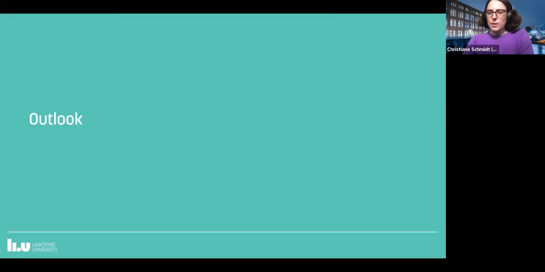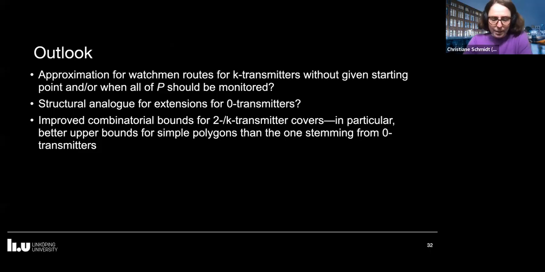So let's finish with a brief outlook. The obvious question would, of course, be if we don't have a given starting point, or if we should monitor all of P, can we get any useful approximation? And something that, at least if we want to monitor all of P, we probably need some kind of structural analog for the extension of the Eurotransmitters. So currently we have no idea what we need to visit if we don't have a discrete set of points. And to do that, we need something better.